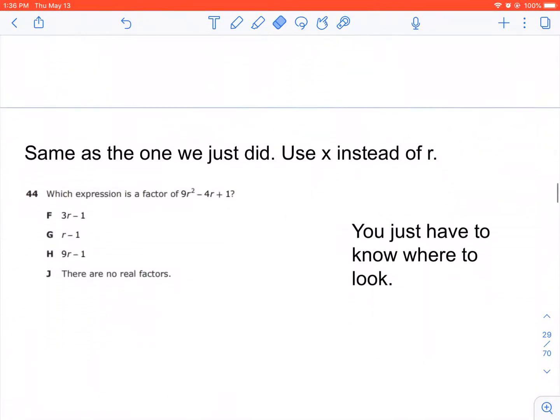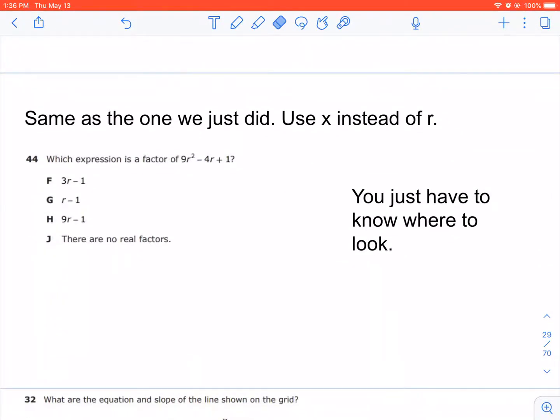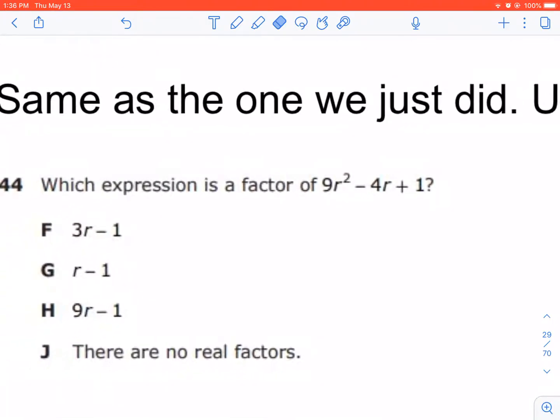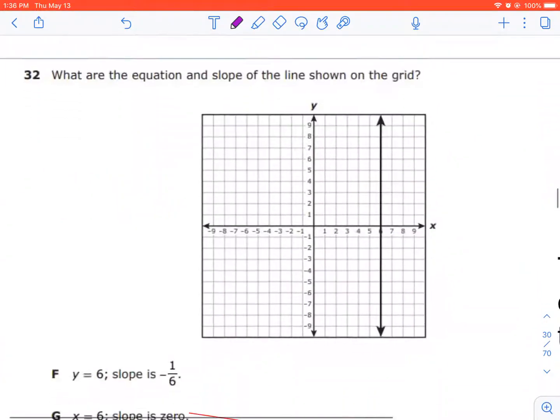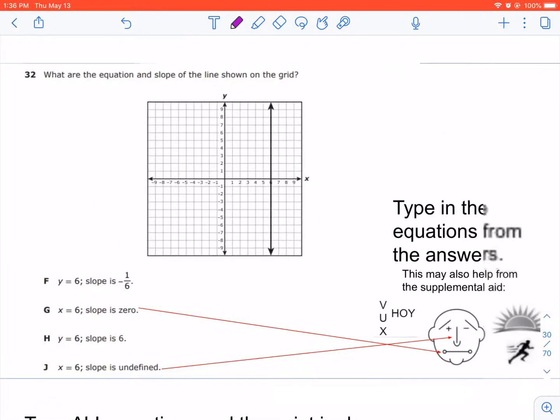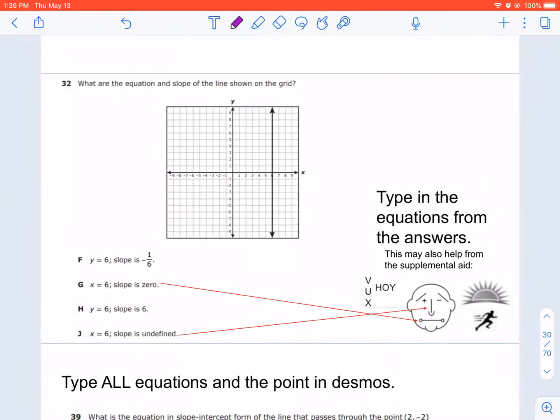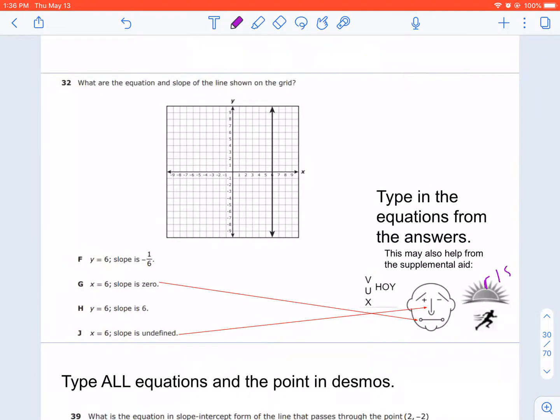Right, the next question that we're going to do, you can pause the video and work this on your own. Remember, if Desmos doesn't like those R's, you can change those to X's. For this question, you can look at your supplemental aid sheet for rise over run, also your slope face, Mr. Slope Face, and your Vux Hoy to help you out.